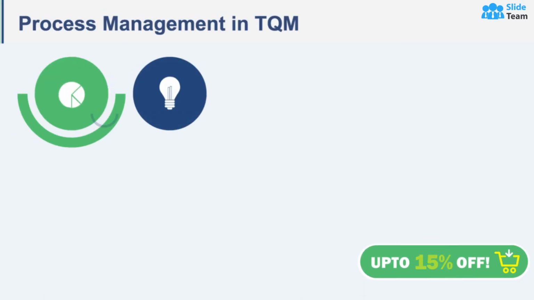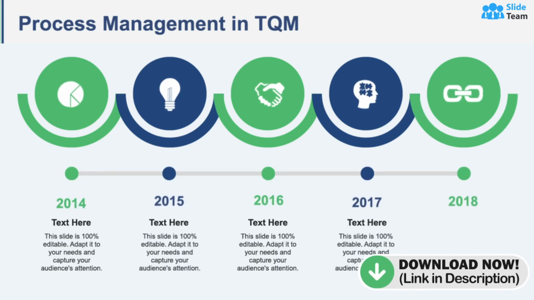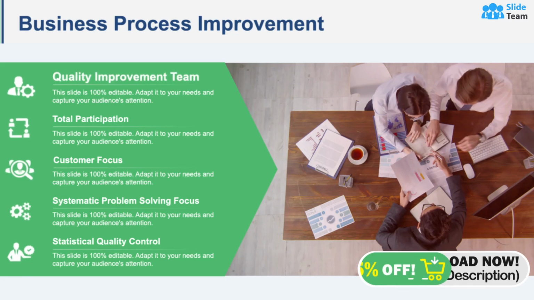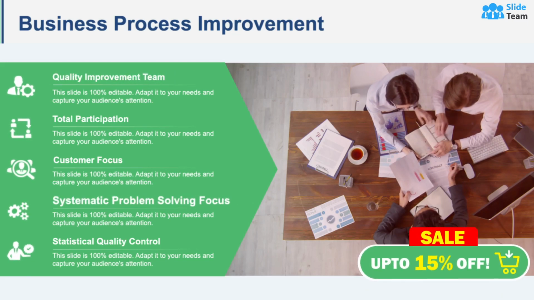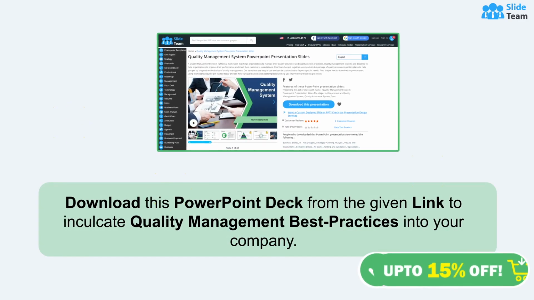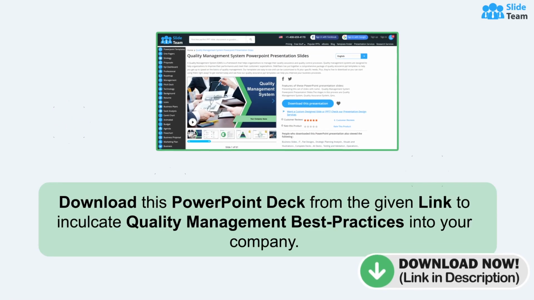Continue explaining the TQM model with slides on the process management using yearly timelines and business process improvement. The latter includes a quality improvement team, systematic problem solving, and more. Download this PowerPoint deck from the given link to inculcate quality management best practices into your company.